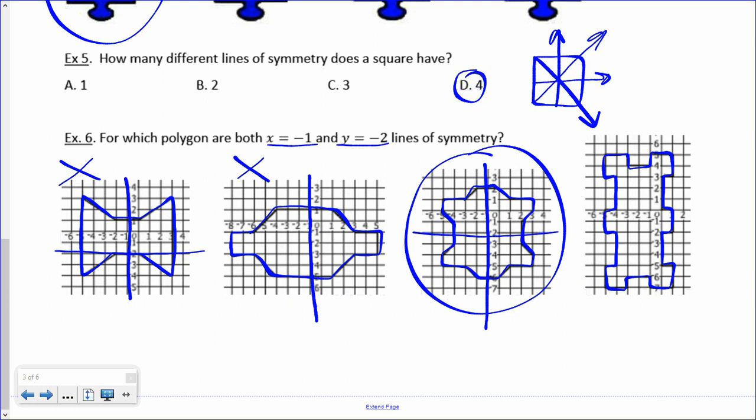Alright, does anybody have any questions about symmetry, whether it's line, rotation, or point? That's pretty much what you guys are going to see. Is everybody good? Yes?